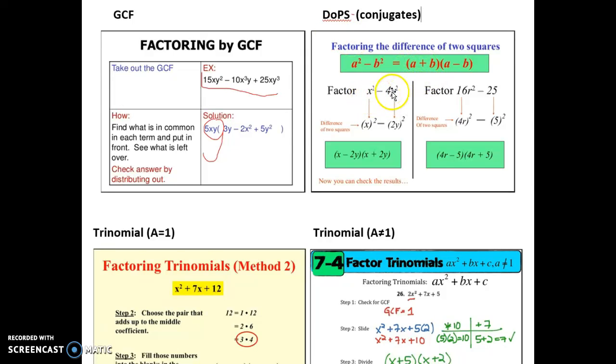X squared is a perfect square, 4 is a perfect square, y squared is a perfect square. It's a minus. So you take the square root of each one of those and they go in the parentheses. Don't let the number in front freak you out. Still the square root of 16, the square root of r squared, the square root of 25.